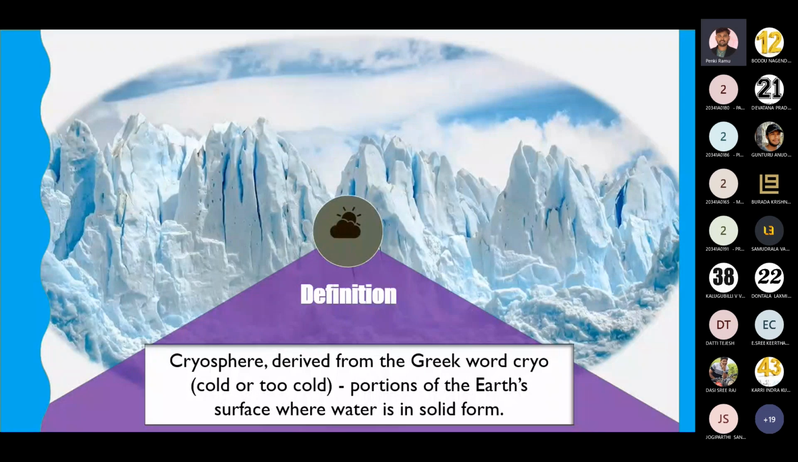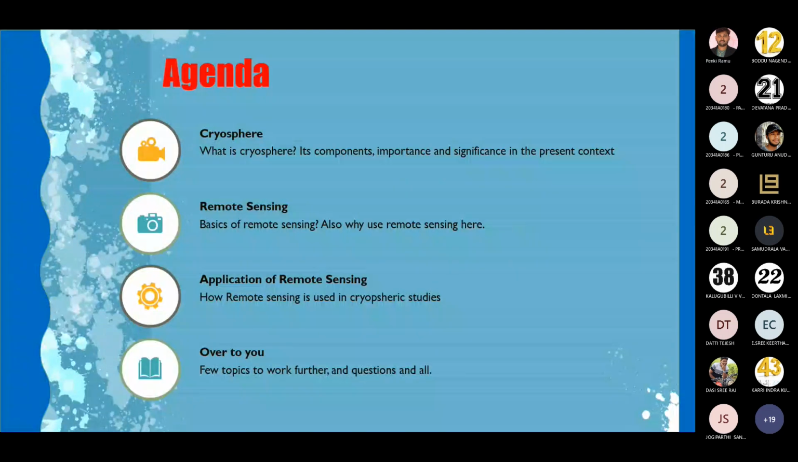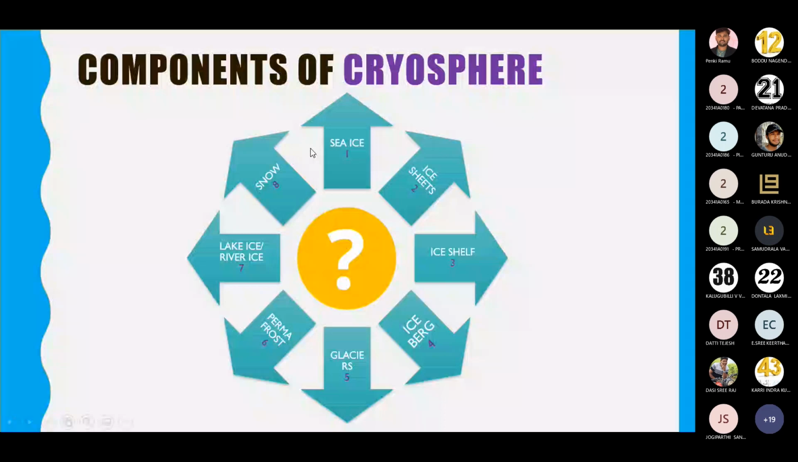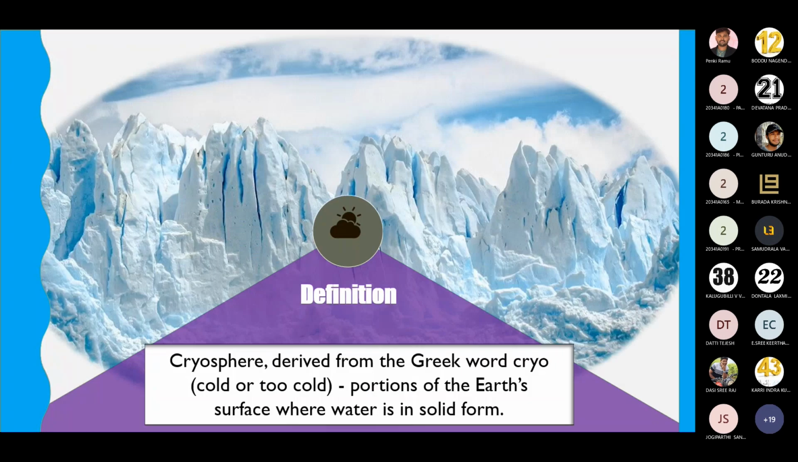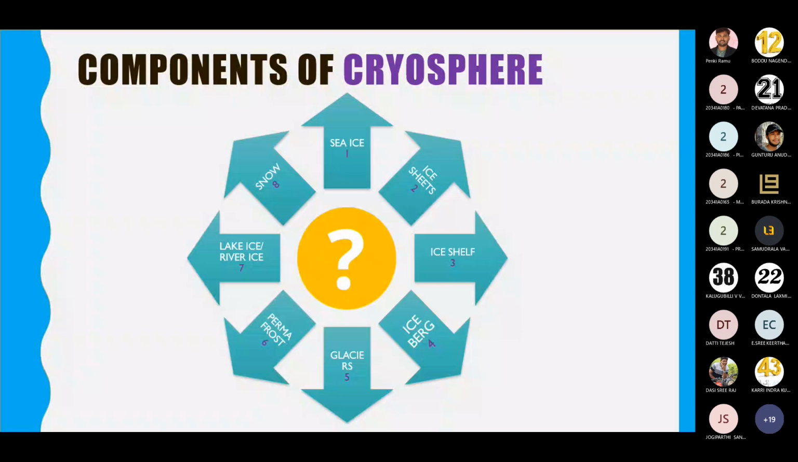So these are all different components of cryosphere. I'll very quickly go through these things once again. So cryosphere is divided into different components. Basically, cryosphere indicates coldest portions of the Earth's surface where water exists in the solid form, and water can exist in the solid form in many varieties. So these forms constitute different components of the cryosphere.